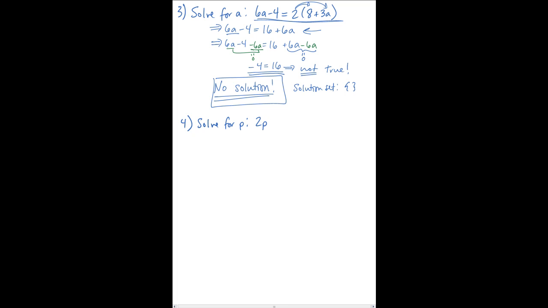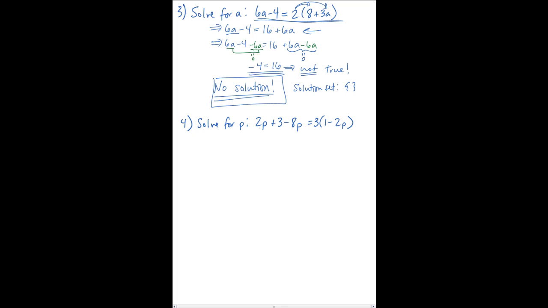Here we have 2p plus 3 minus 8p equals 3 times 1 minus 2p. Again, we want to move all the p's over onto one side and try to get them by themselves. And so one of the things we want to do probably along the way is to simplify each side.